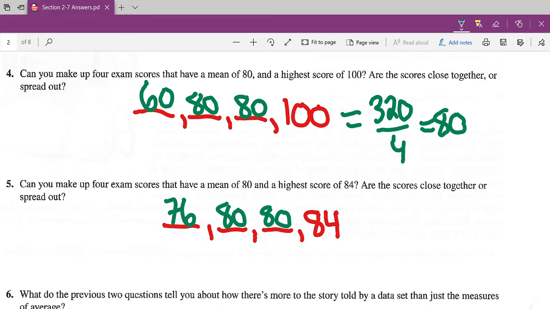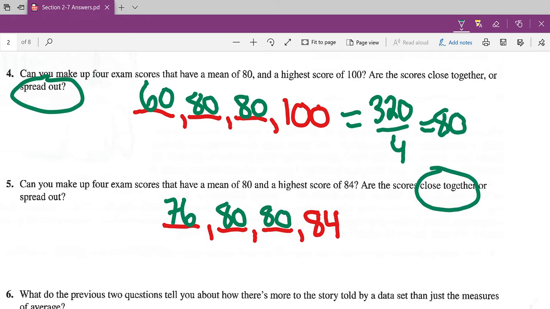I would go from 60 to 100, which is a range of 40. I would say these are pretty spread out. How about in number 5? Are they close together or spread out? I go from 76 to 84. That's not too spread out. That's only a difference of 8 points. I would say these are definitely closer together.